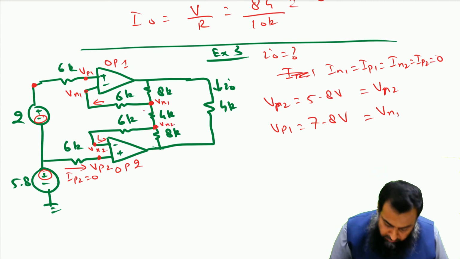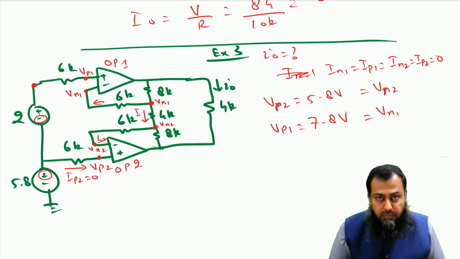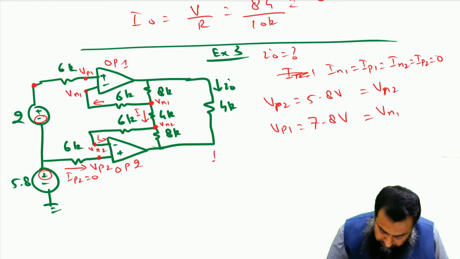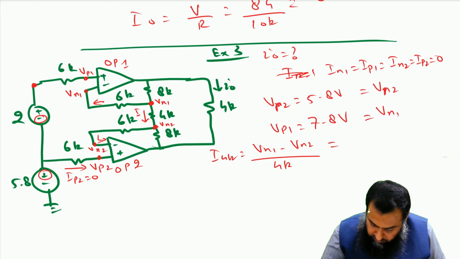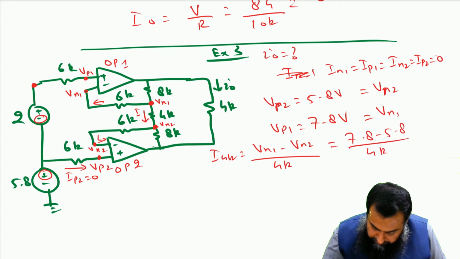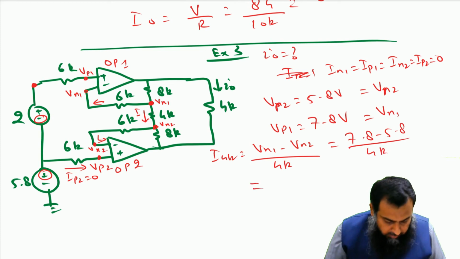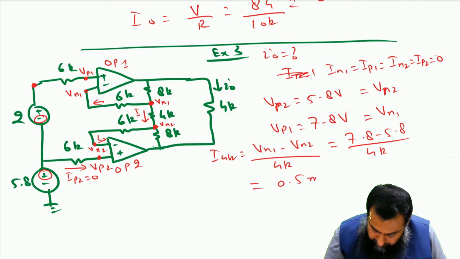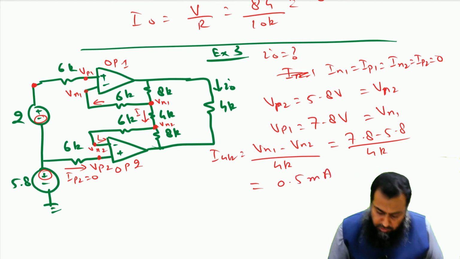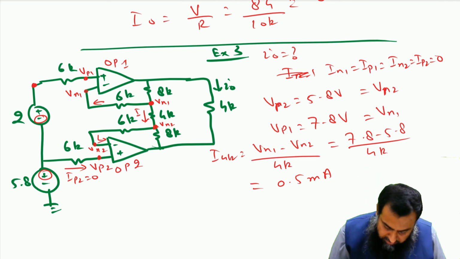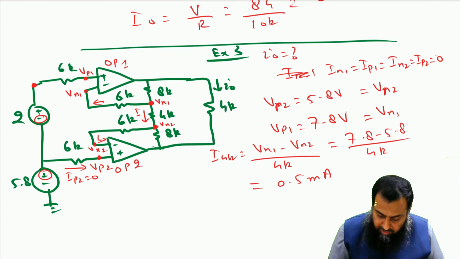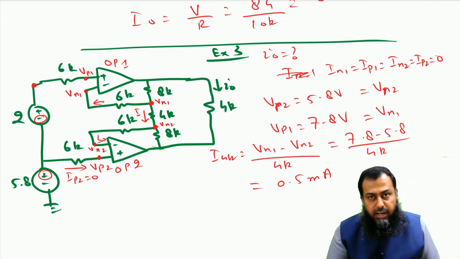So now we can calculate the current I flowing through this 4 kilo ohm resistance. I 4 kilo ohm is equal to Vn1 minus Vn2 divided by 4k, which is 7.8 minus 5.8 divided by 4k, and that is equal to 0.5 milliampere. This 0.5 milliampere is flowing through this 4 kilo ohm resistance, and because the current flowing through these 6 kilo ohm resistance is equal to 0, the same amount of current is flowing through the 8 kilo ohm resistances.